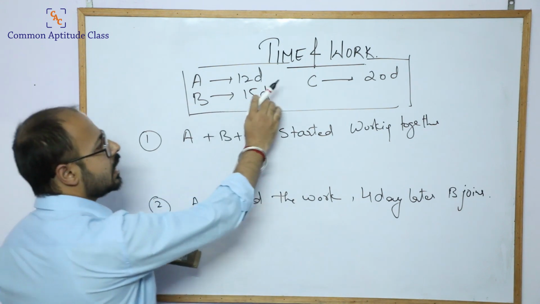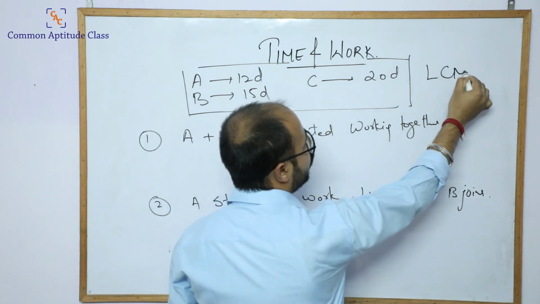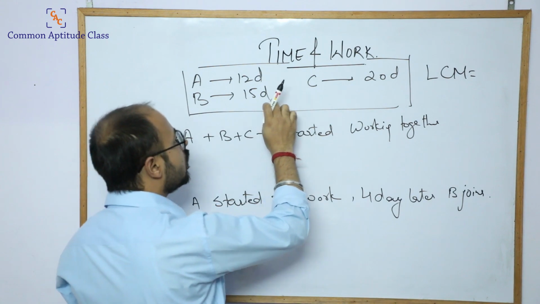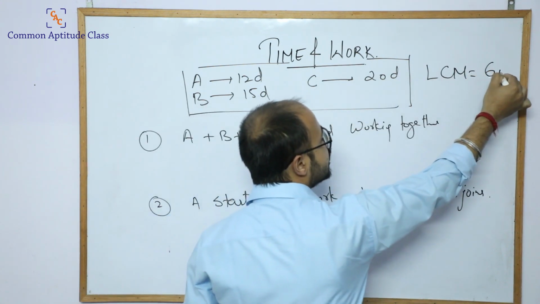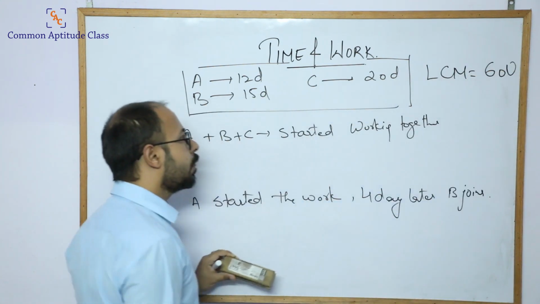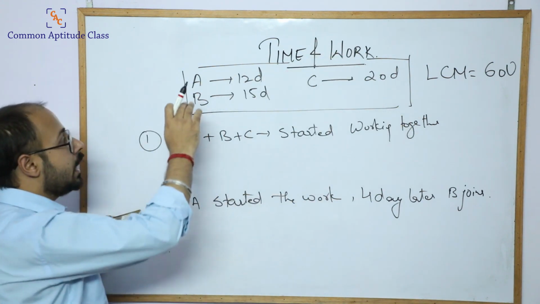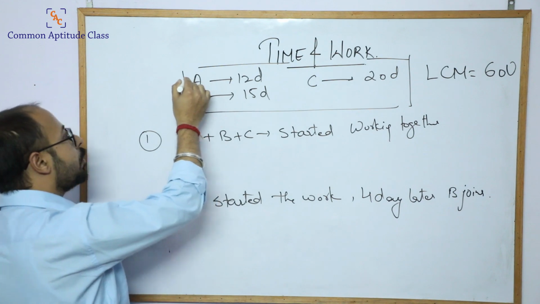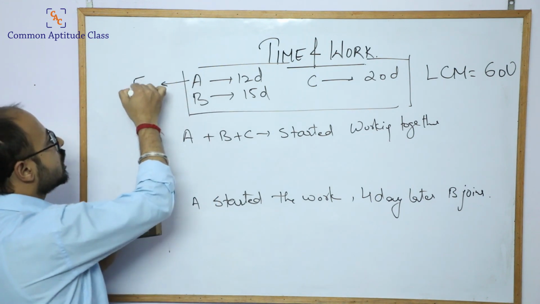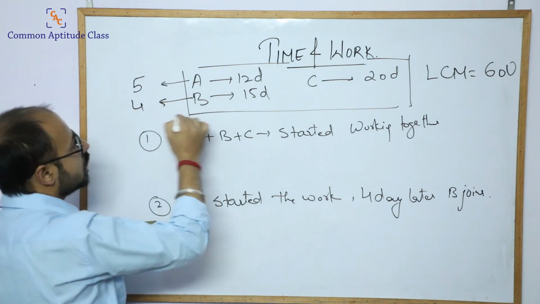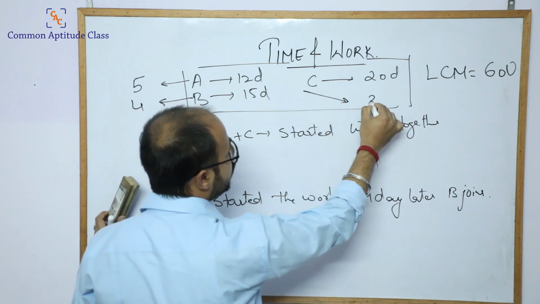The same way, take the LCM first. LCM for all these three, 12, 15 and 20, is 60 units. Now, A produced 60 units in 12 days. So A produced 5 units in 1 day. B produced 4 units. C produces 3 units.